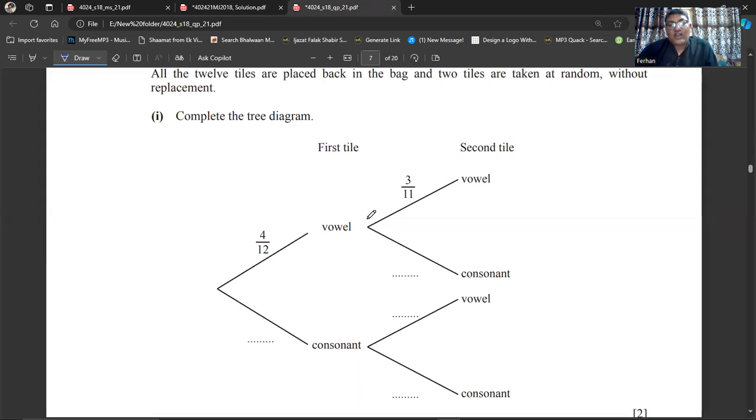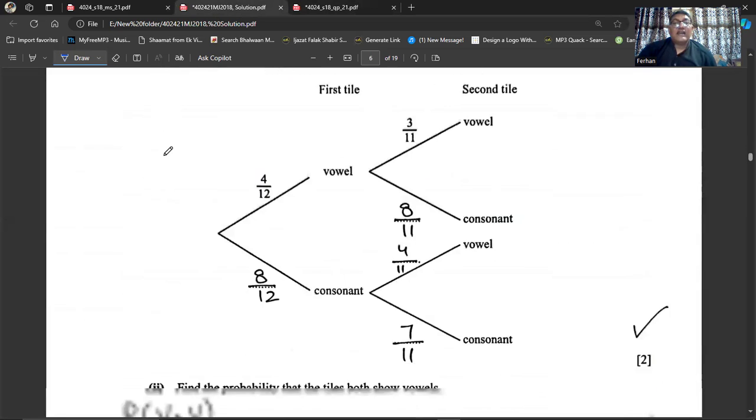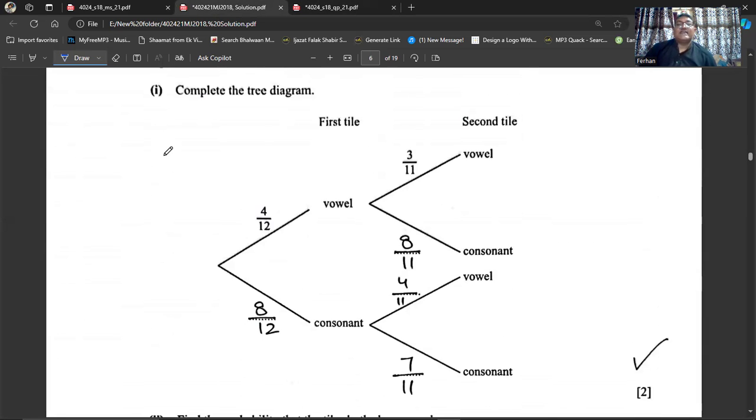And because one vowel tile is out, the consonants are 8 by 11. If a consonant is out already, then the vowels will still be 4, so it will be 4 by 11. And if a consonant is already out, the second consonant chance is 7 by 11. Let me show you. I have done this, and I hope you can see this. This is how this tree diagram is completed.